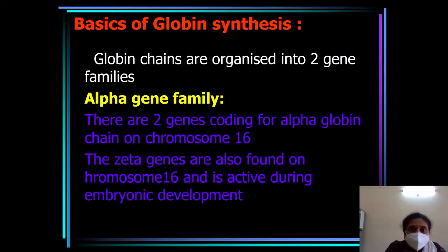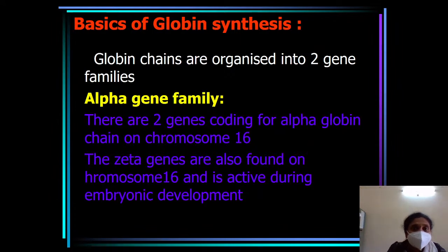So globin genes are categorized. Globin chains are organized into two gene families, alpha and beta. Alpha genes are located on chromosome number 16. There are two genes on chromosome number 16 which code for alpha globin. Along with that, one zeta gene is also located on chromosome 16, which is active during embryonic development.